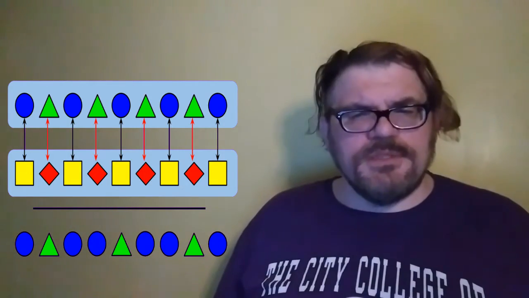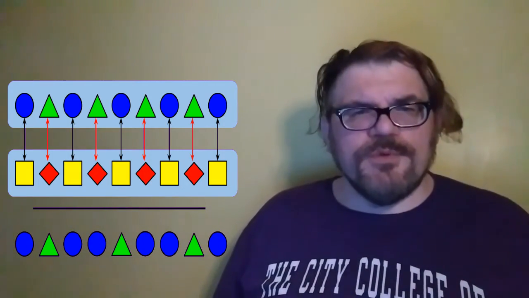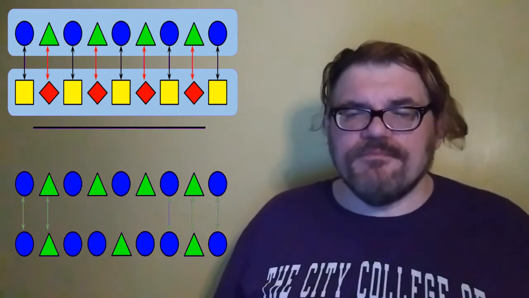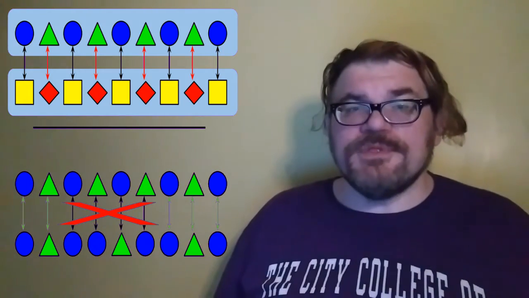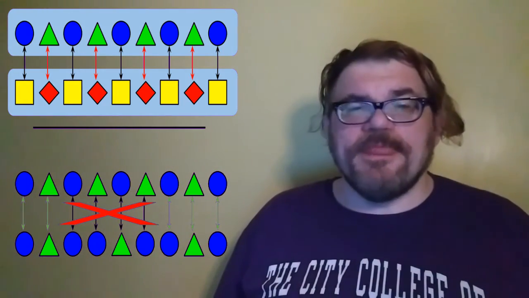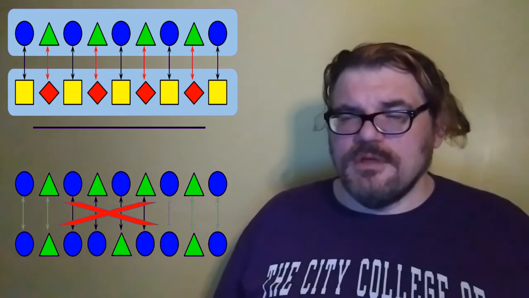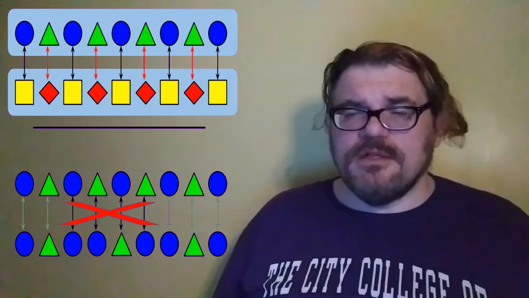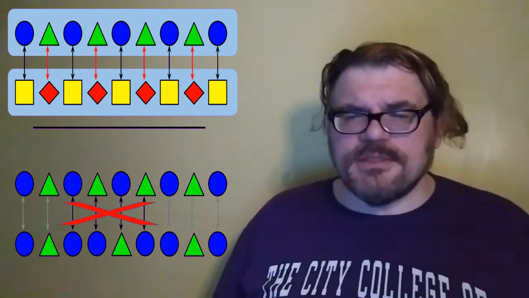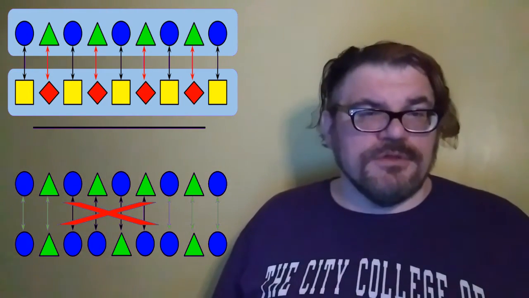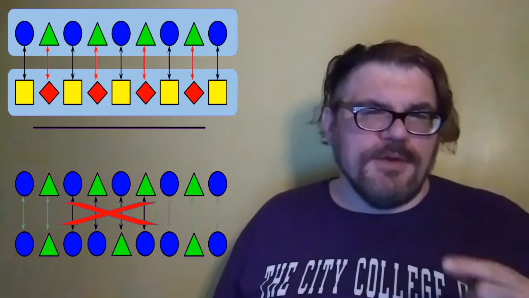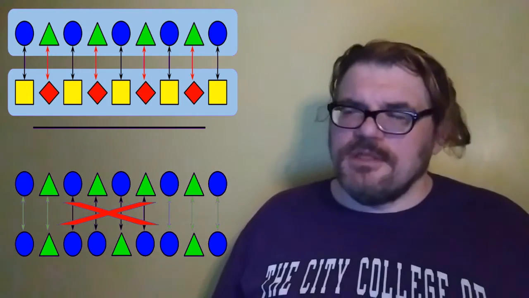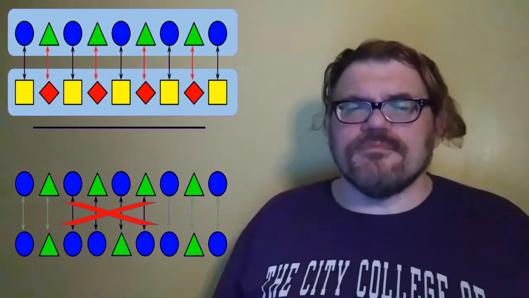Can we do that with the other ones though? Let's put the blue and green ones together. These shapes happen to match up, but these shapes don't. They're not in the same order. One is circle, triangle, circle, triangle, circle, triangle. The bottom one is circle, triangle, circle, circle, triangle, circle, circle, triangle, circle. And the top one, circles are never next to each other and triangles are never next to each other. The bottom one, sometimes they are.